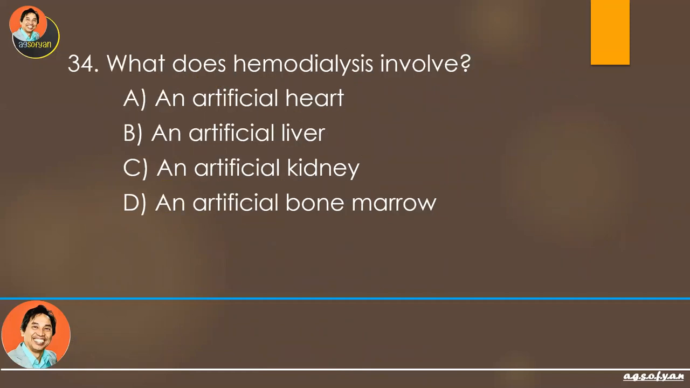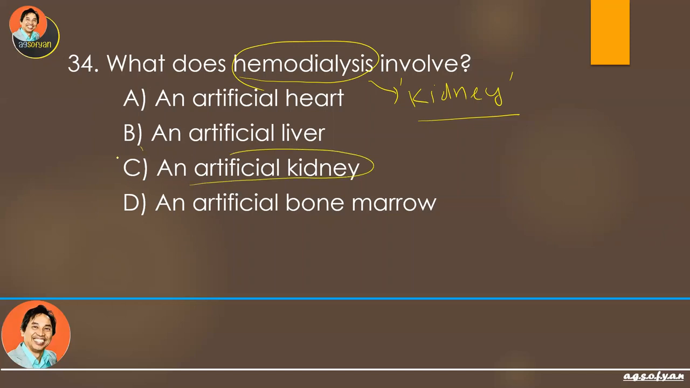What does hemodialysis involve? A, B, C, or D? So hemodialysis is the dialysis or filtration of blood, which is normally done by kidney. So if someone's kidney is unable to perform this natural filtration, then they might have hemodialysis, which is using what? Artificial kidney.